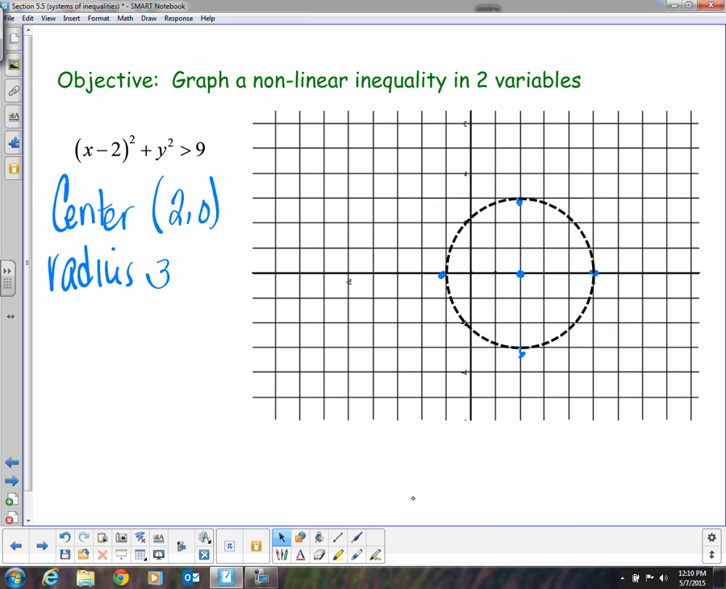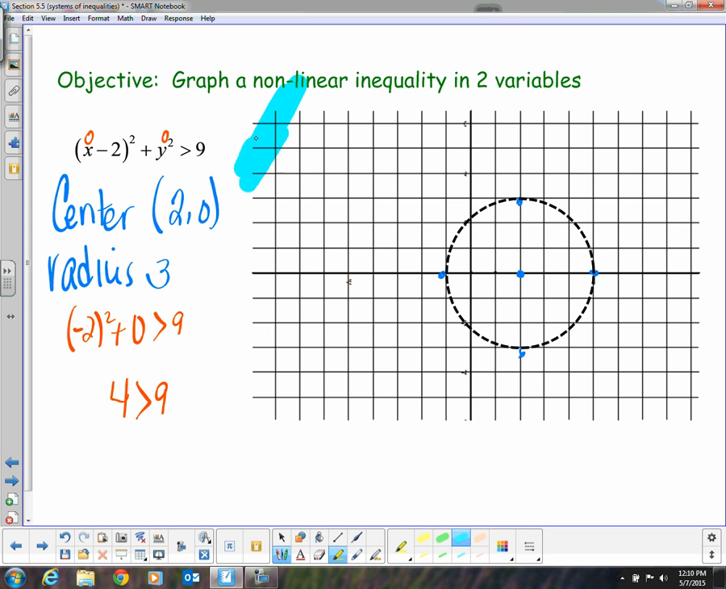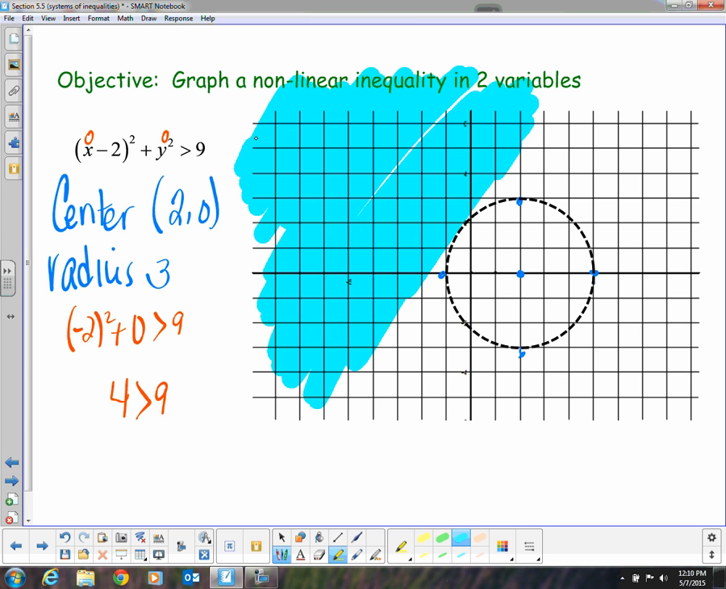Okay. So now we're going to do a test point just like before. If I put 0 here and I put 0 there, I'm going to end up with negative 2 squared plus 0 is greater than 9. Is this true that 4 is greater than 9? No. So am I going to shade inside the circle or outside the circle? Why am I going to do outside? Because it's not true. Because I can't shade where 0, 0 is, and where is 0, 0? Inside.